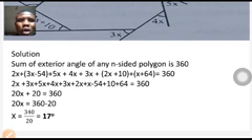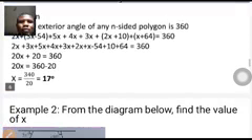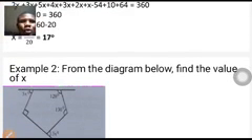So from there you collect like terms. So you have 20x is equal to 360 minus 20. So we have 340. So divide both sides by 20. So we have 17. So the value of x in that shape is 17 degrees. Now we'll move to example 2.